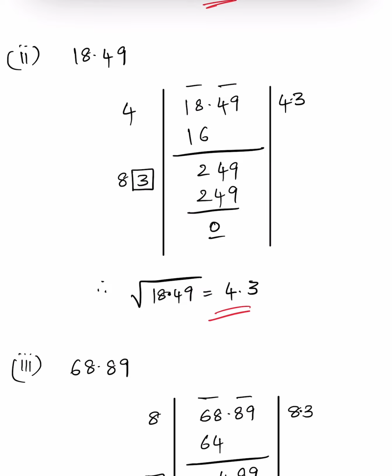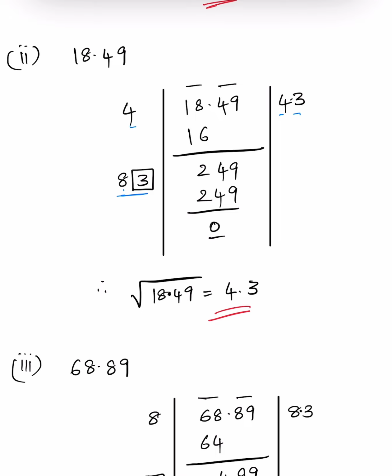18.49. How can we find the square root of 18.49? We keep separate bars on 4 9 and 18. So what is the number whose square is less than or equal to 18? It is 4. 4 into 4 is 16. So we have 2 remaining here. So we'll double the quotient. So 4 into 2 is 8, and we put a box such that we have to fill the box such that the product of this new divisor and the quotient should be less than or equal to the new dividend 249.